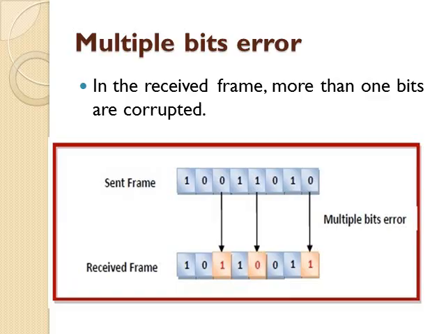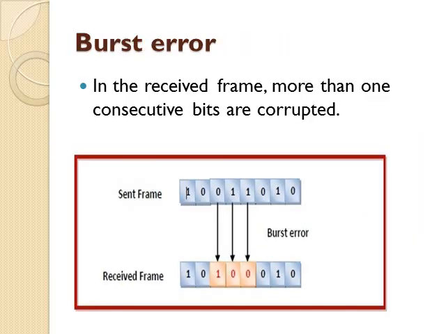The next one is multiple bit error. In the received frame, if more than one bit is corrupted, then it is said to be a multiple bit error. Notice that the multiple bits are at different locations. That is, 0 is converted to 1, 1 is converted into 0, and 0 is converted into 1 at different locations. This type of error is said to be a multiple bit error.